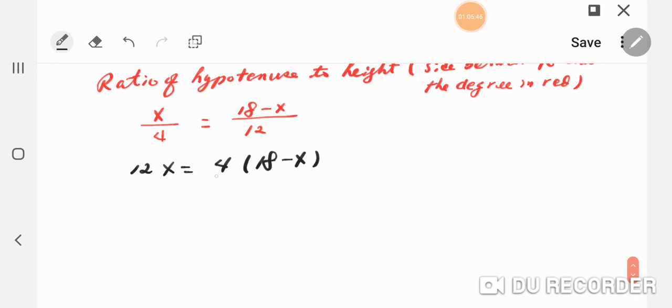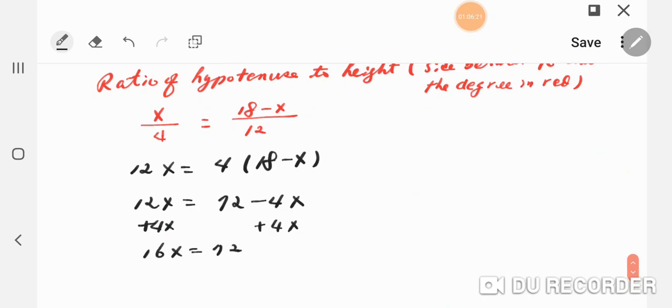If you divide each side by 4, then the left side will be 3x. We could divide each side by 3, but I don't want to play with the large number. Let's distribute. 4 times 18 is 72 minus 4x. Then plus 4x each side. Then 16x is equal to 72.